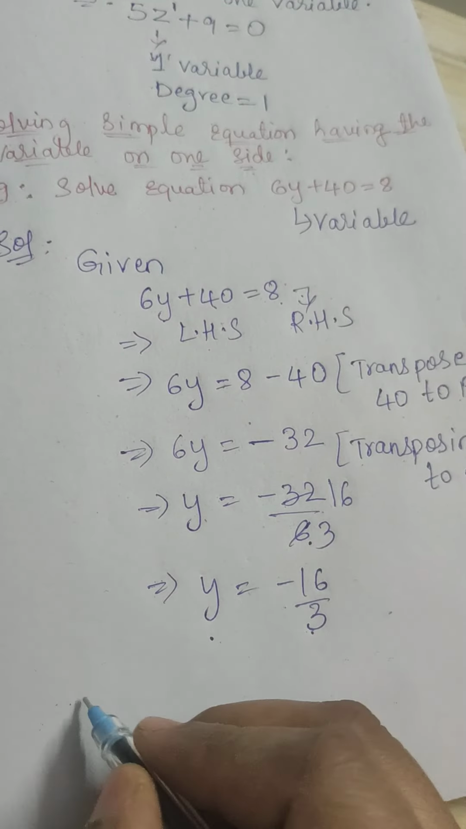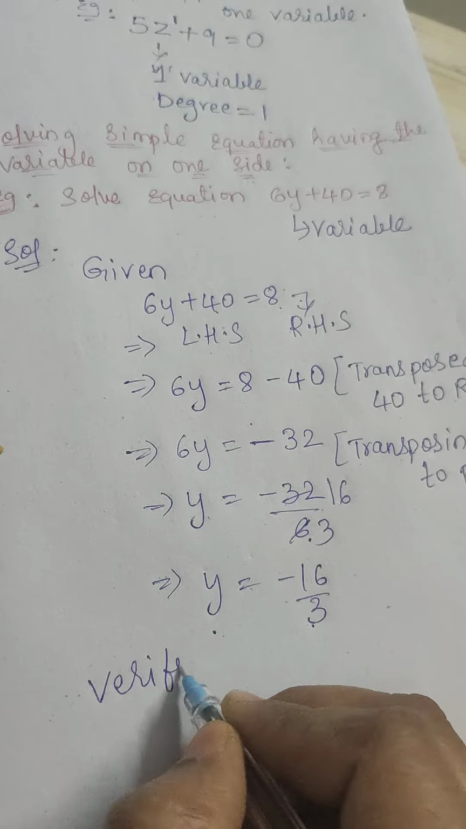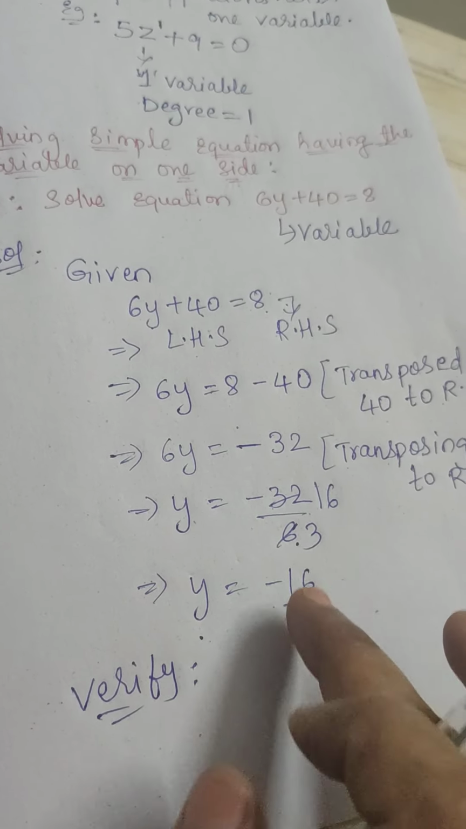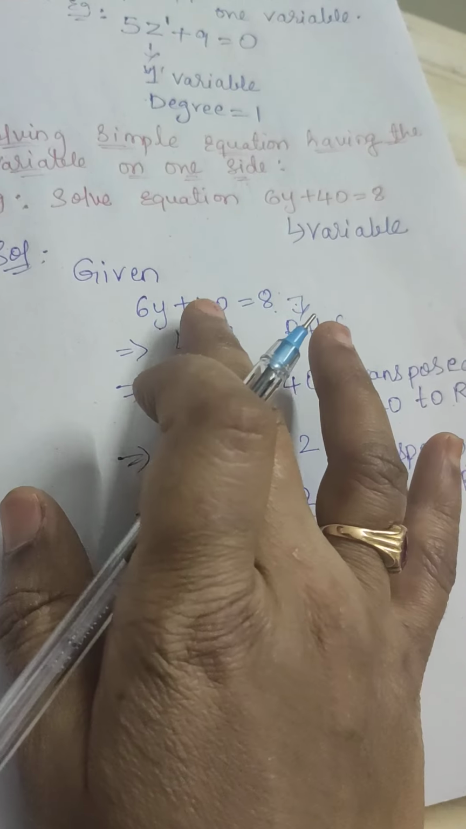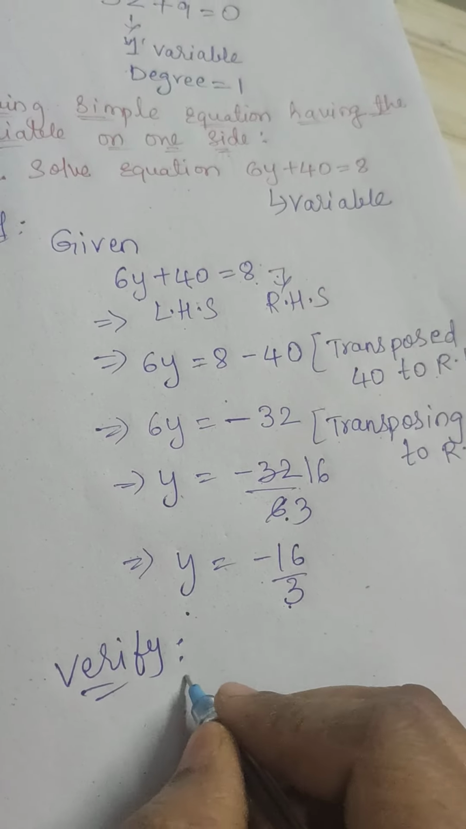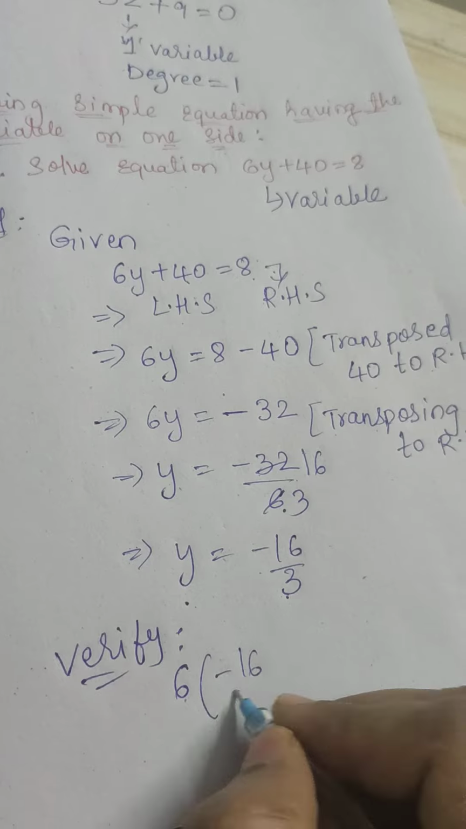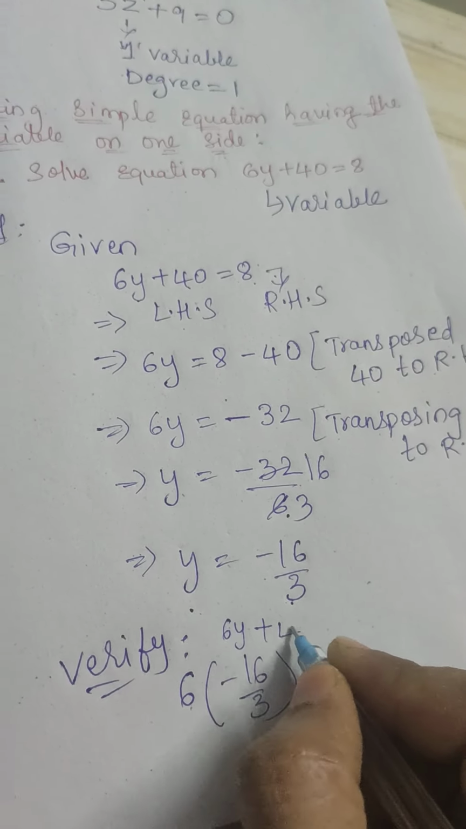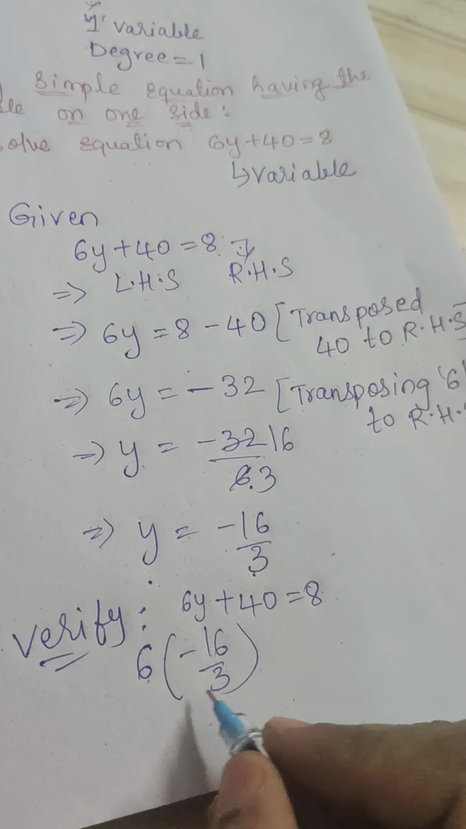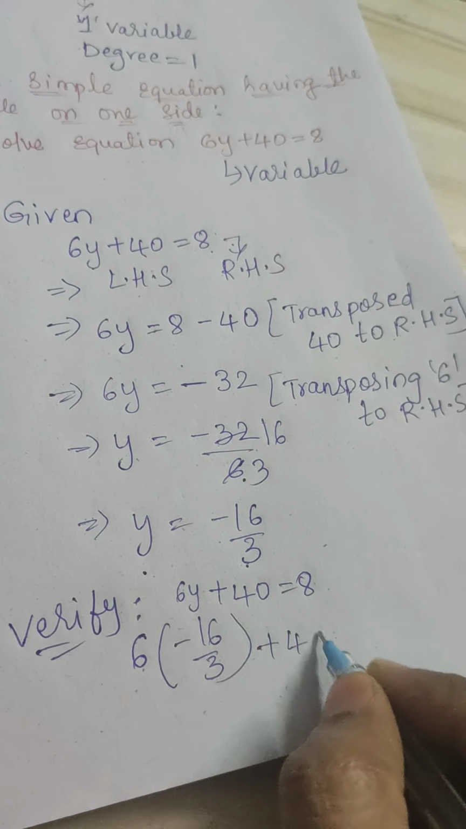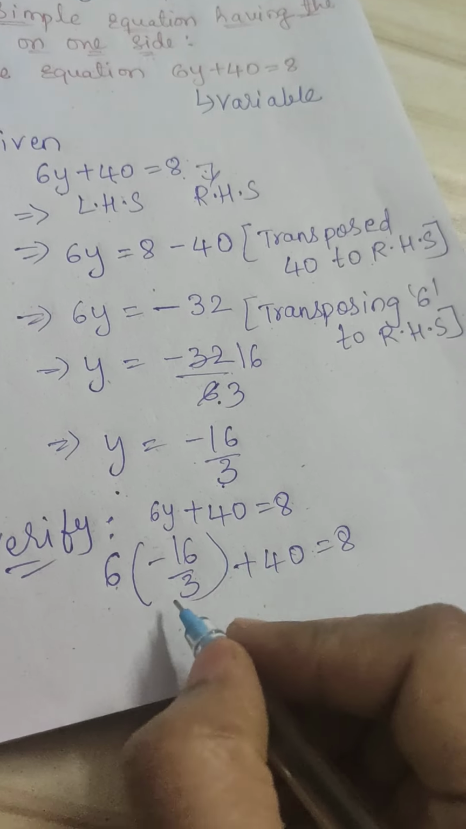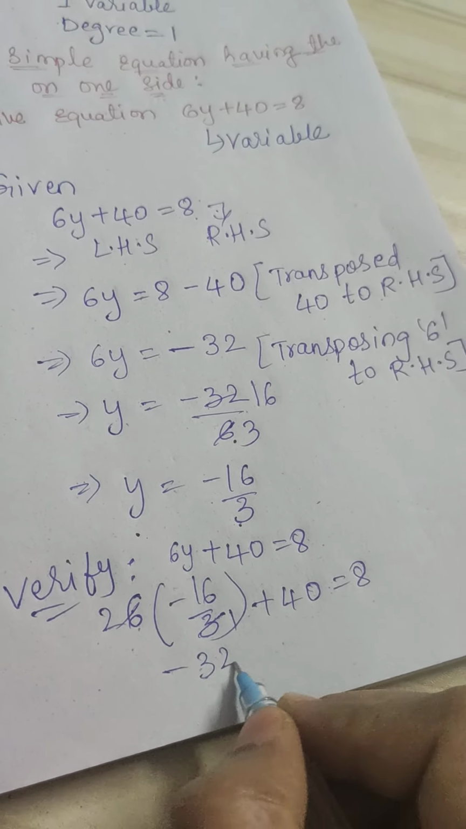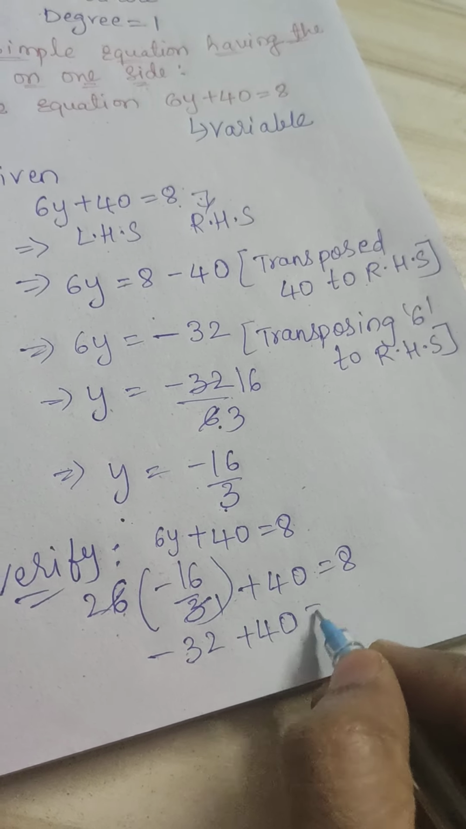We can verify this even. Just place y is equal to minus 16 by 3 in the equation given. What is the equation first? 6y plus 40 is equal to 8. So 6 into y plus 40 should be equal to 8. 6 into minus 16 by 3: 3 twos are 6, 2 sixteens are 32. Minus 32 plus 40 is equal to 8.